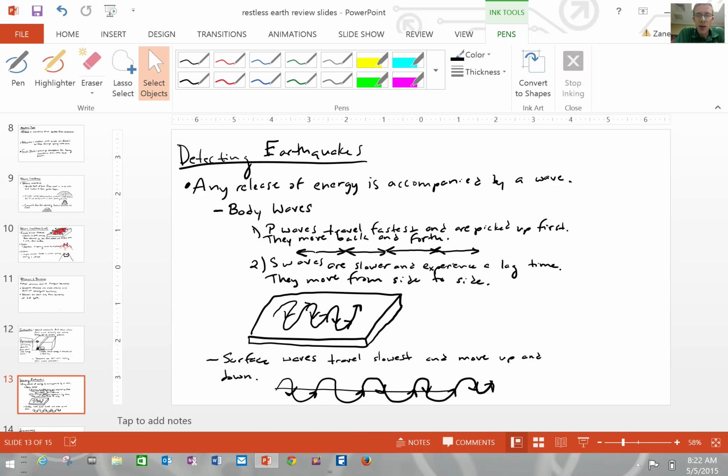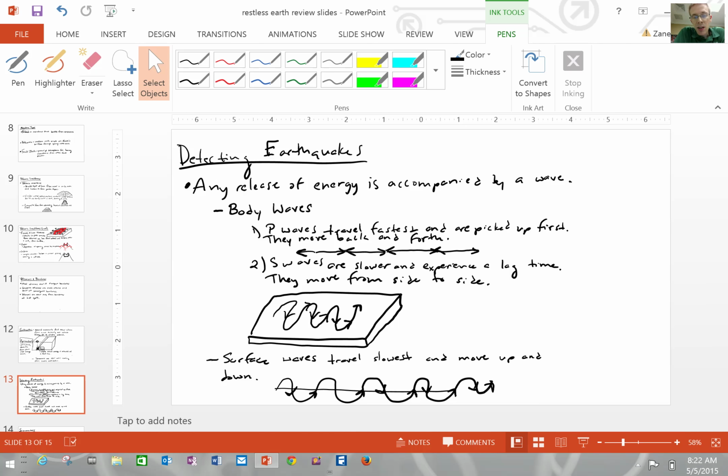Now I've tried to draw the motion of each of these waves below their descriptions. You'll see that P waves travel back and forth, back and forth, kind of in a one-dimensional fashion. If you remember our Slinky lab, when we coiled up the Slinky and then just let it go, we started to see this back and forth motion. And you can see why they're fast. If it just needs to go back and forth, there's not really any reason for it to go really slow.